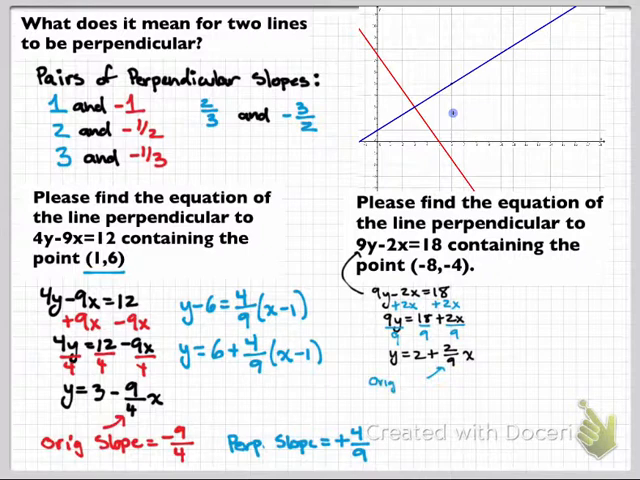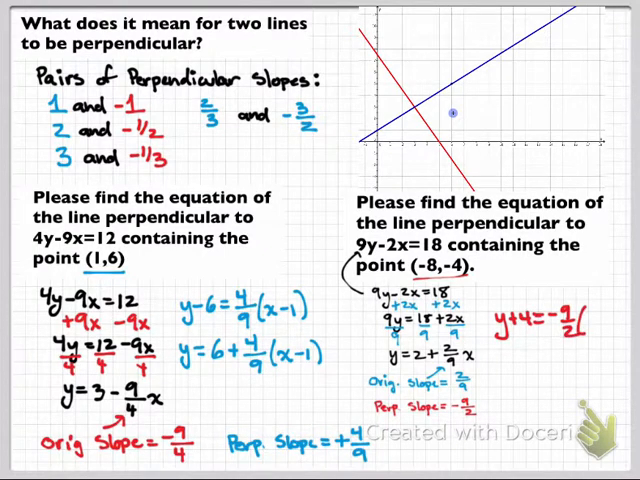So original slope equals 2/9. So our new perpendicular slope, perp for perpendicular, is going to be of the opposite sign. So it's going to be negative and the reciprocal, 9/2. And so equipped with that slope, and this point (-8, -4), we can create our equation as y plus 4 equals -9/2 times the quantity of x plus 8. And that is the equation of the line, which is going to be perpendicular to this original line and will also contain that point.